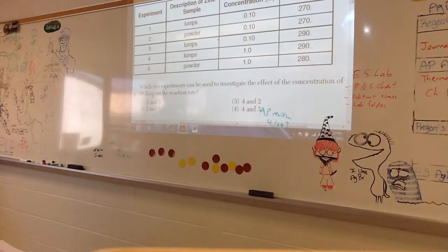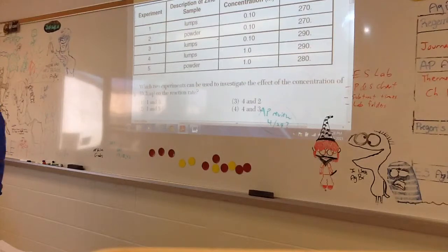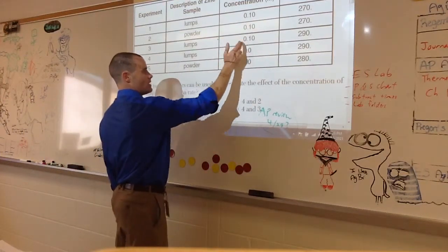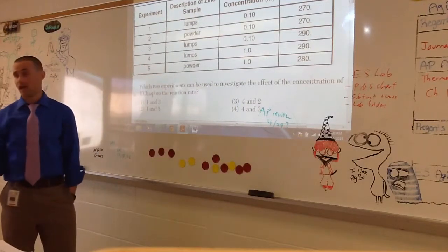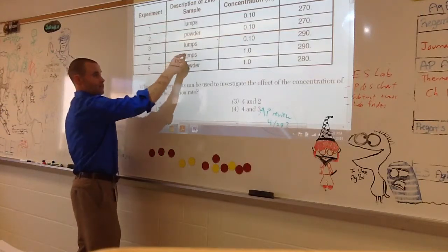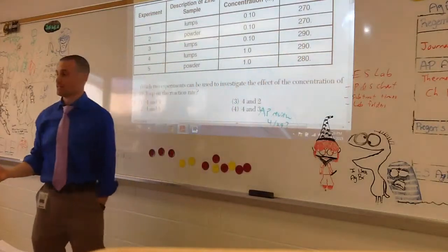Why? Because the temperature is the same and they're both lumps. The only thing that's different is the concentration of the HCl. Good job. If you want to do a chemical reaction or any kind of experiment, and you want to see if one variable causes a change, one variable alone, you have to hold all other variables constant. So if we want to know only what change the concentration has on the reaction, what effect that has, we have to hold the zinc constant, so lumps is the same, and 290, hold temperature constant.